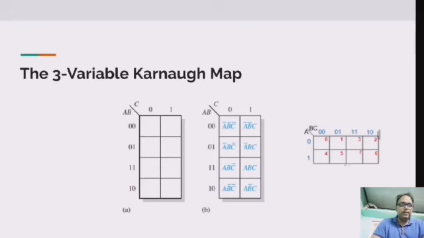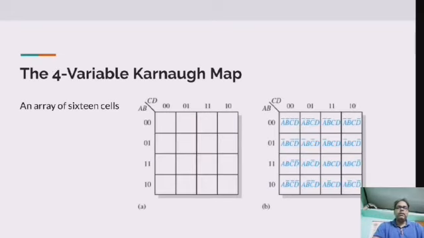Let us move towards the next slide, that is the 4 variable K-map. It is again an array of 2 raised to power 4, that is 16 cells. So there will be 16 squares available for the 4 variable K-map, and we have to arrange all the variables accordingly. The binary values for variables AB and CD have been written accordingly.